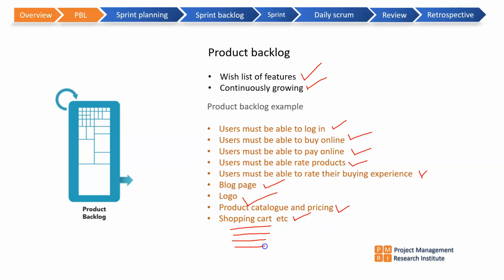So this product backlog keeps evolving, and the product owner maintains it. It is not only evolving it, but prioritizing it, validating it, cleansing it. So this is a continuous activity, and that is performed by the product owner.